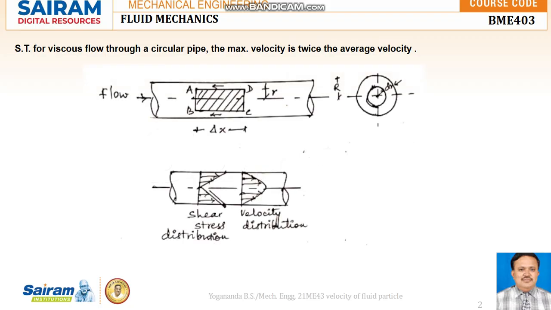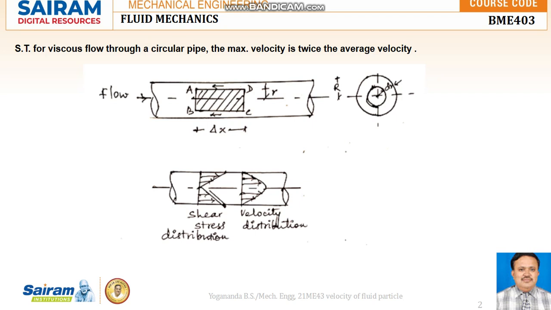The question is: show that for viscous flow through a circular pipe, the ratio of maximum velocity to the average velocity is 2. That is, the maximum velocity to average velocity ratio is 2.